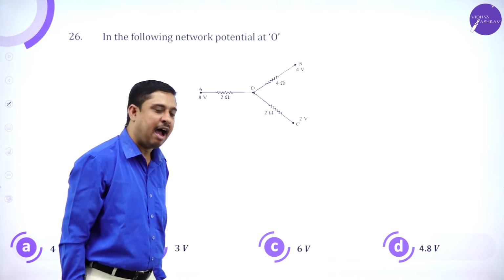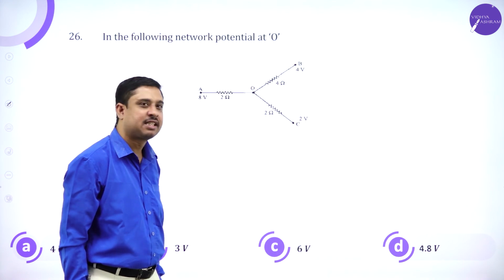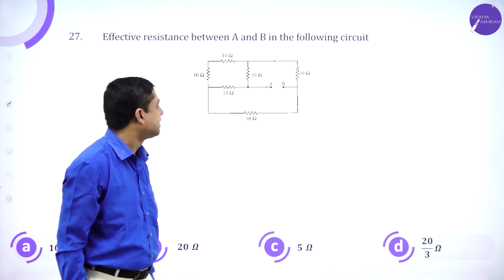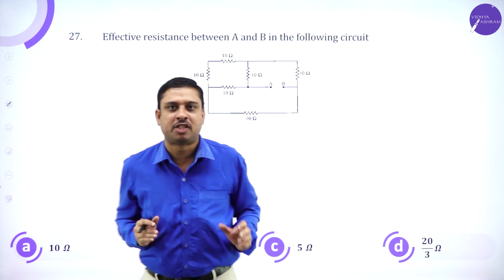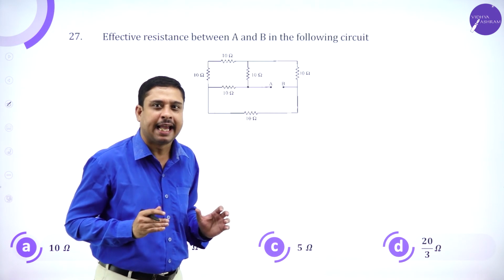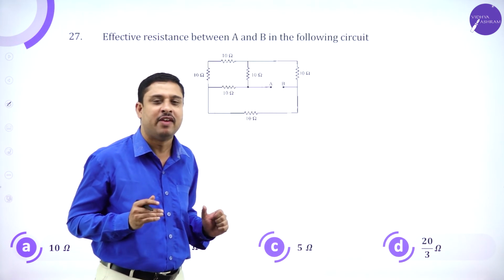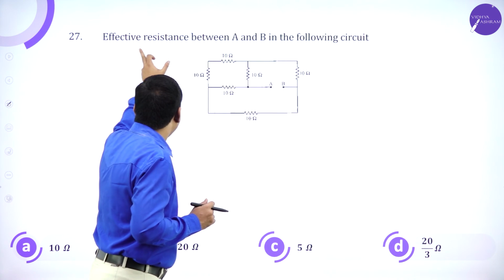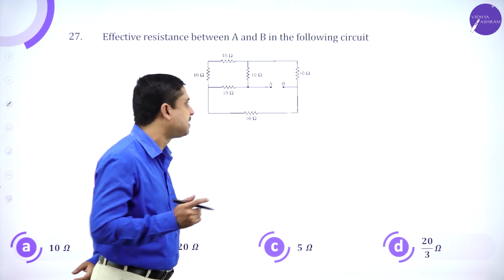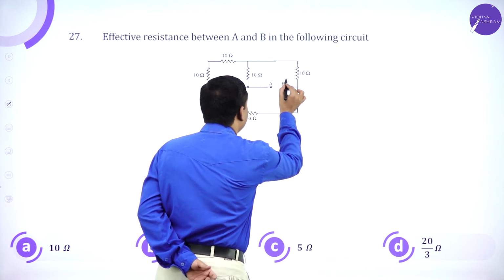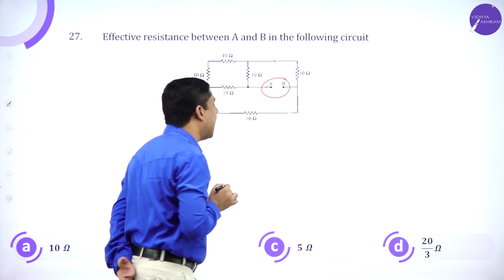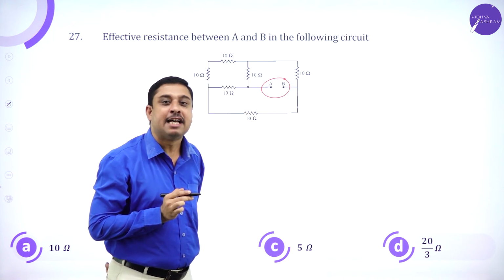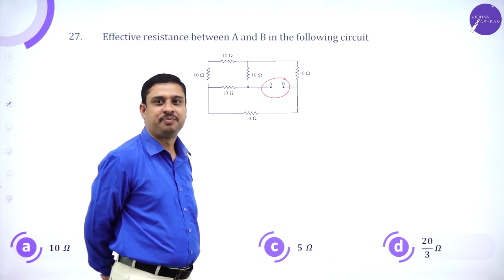Assignment, I have already worked out in the previous class. Please work this as an assignment. The next question, students, again network solving. Effective resistance between A and B has to be calculated.